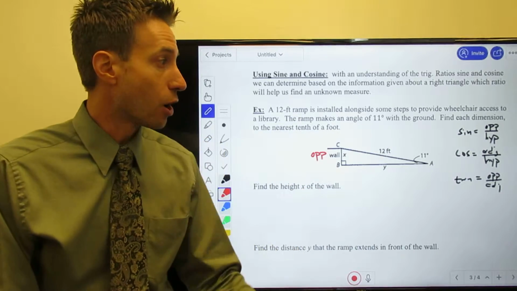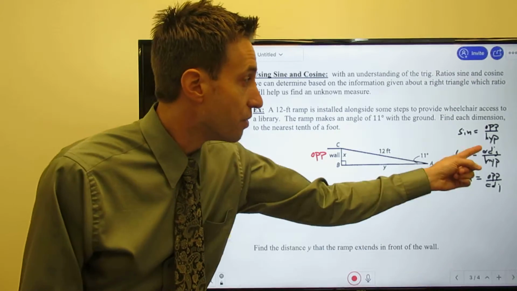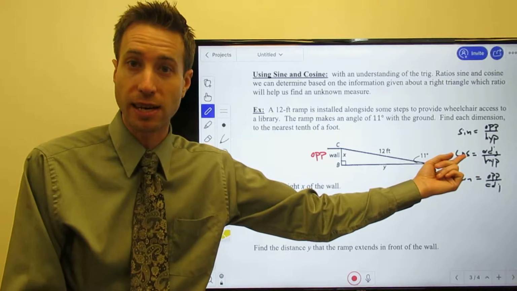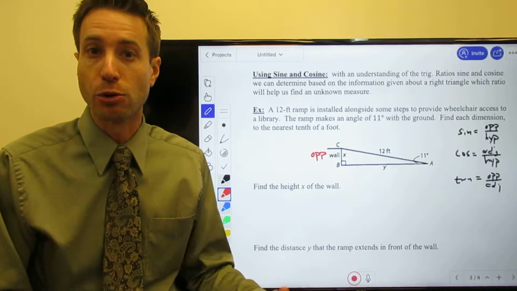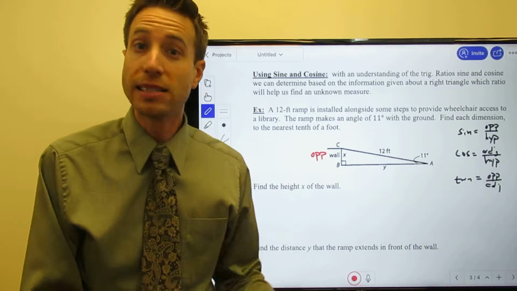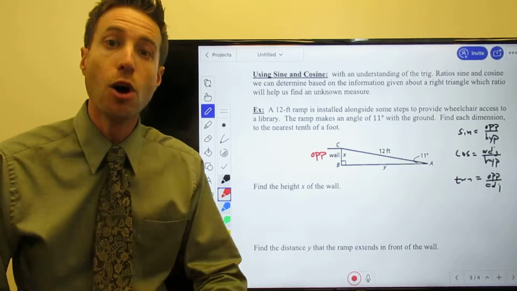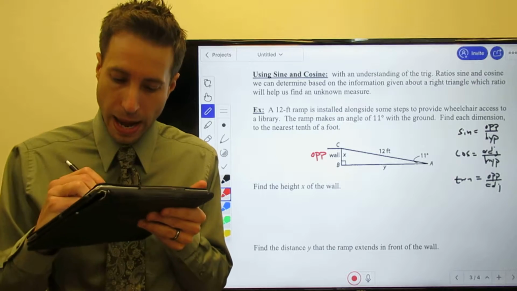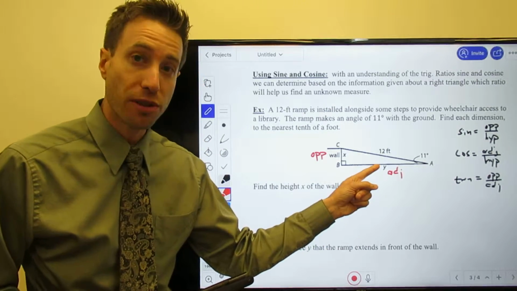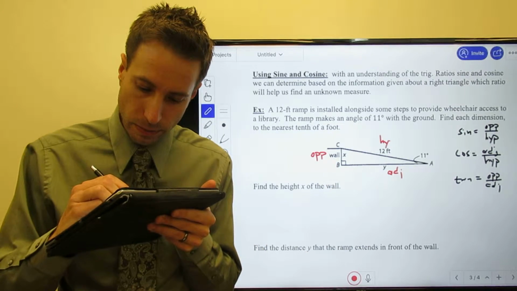So right away, I know cosine will not work. Why? There's no opposite in there. All I have is adjacent, hypotenuse, and the cosine of the angle. I need the opposite side. Cosine isn't going to work. I am now left with opposite sine and opposite tangent. So I'm either going to go with sine or tangent. How do I know which one? Well, let's keep going. y would be the adjacent side, but I don't know the value of y. 12 would be the hypotenuse.